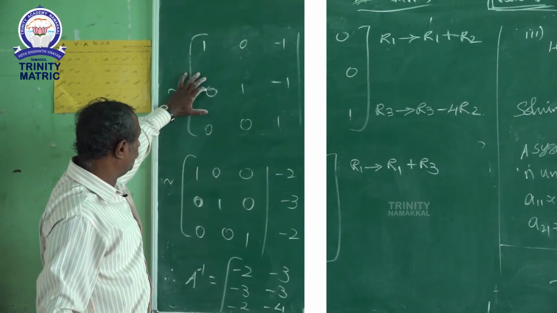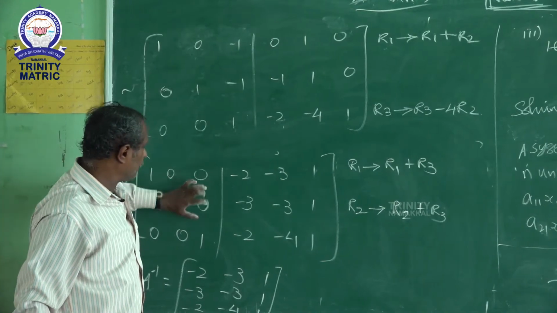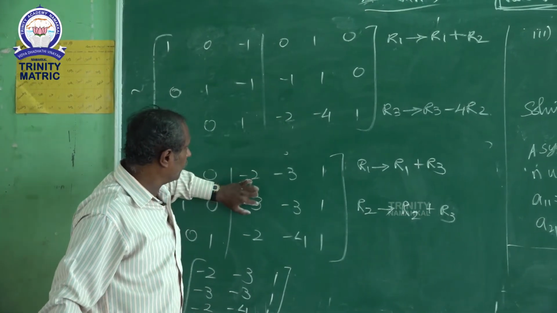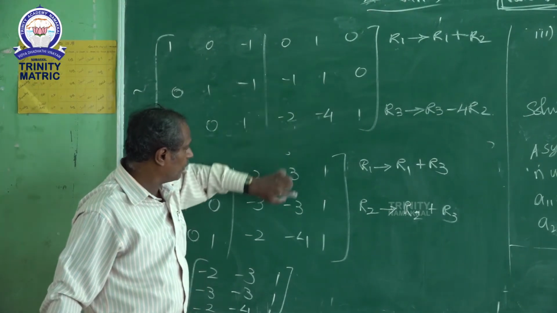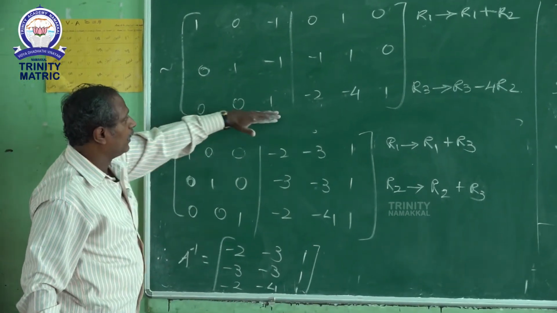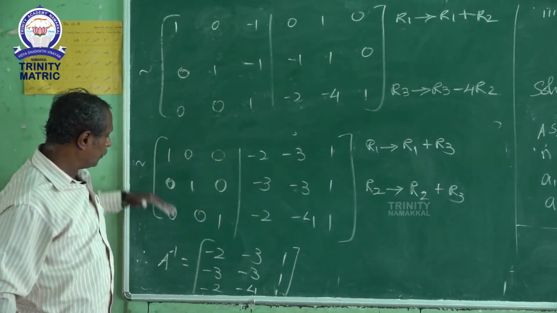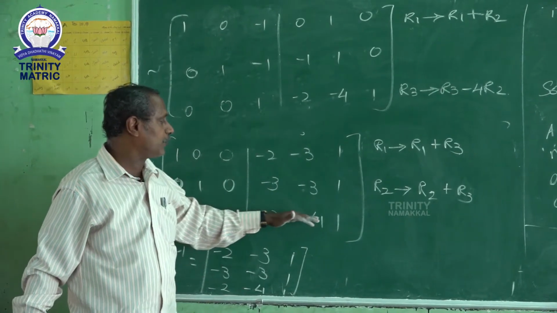Again 0 plus 0 we will get the values 0, 0 plus 1 is 1, 1 minus 1 is 0, minus 2 minus 1 becomes minus 3, minus 4 plus 1 is minus 3, 1 plus 0 is 1. So in the third row, 1 is already the identity, 1 is there. So we can write as it is what you are having: 0 0 1, minus 2 minus 4 1.